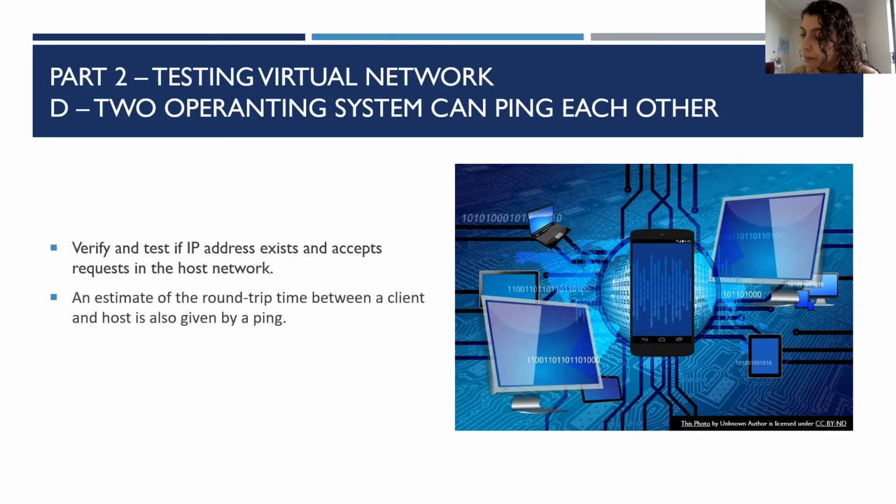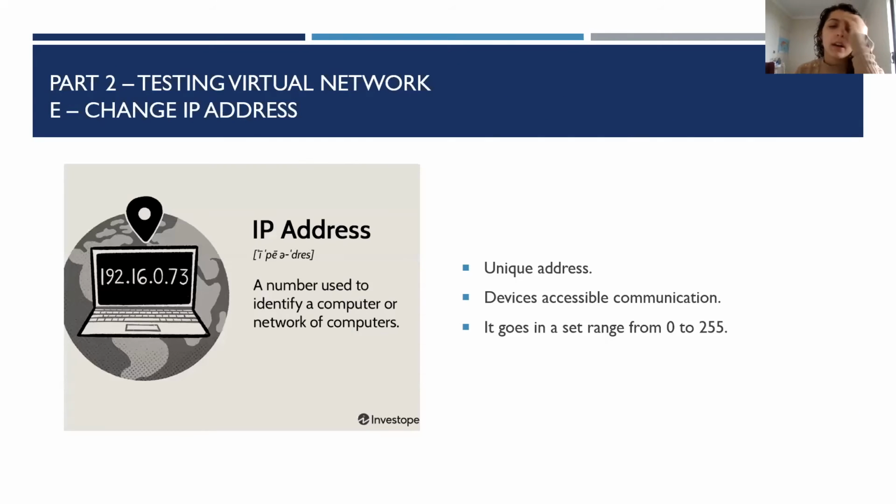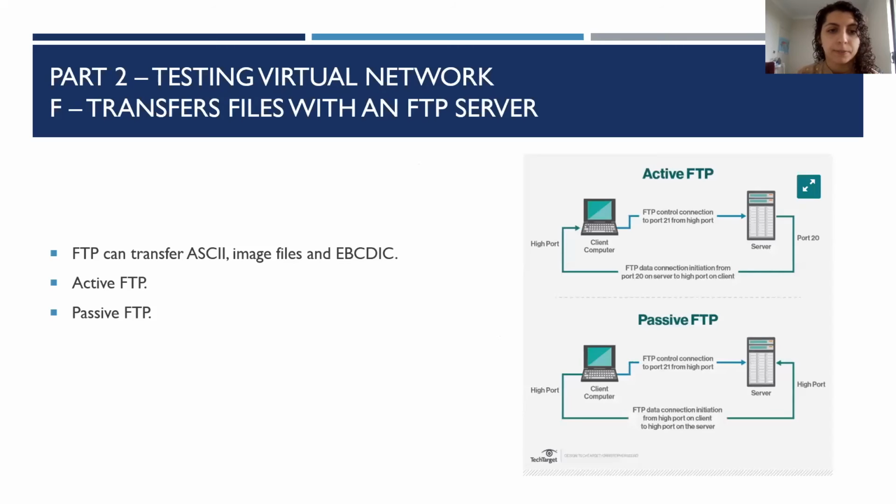And then we can test things. And then we have the IP address, which is a number used to identify a computer or network of computers. So each computer has a unique address. For example, a printer has its own IP. So each machine will have its own IP. So then, if a machine has a problem, for example, we can search with the IP and see what's going on inside that machine. And the IP address goes in a set range of 0 to 255.